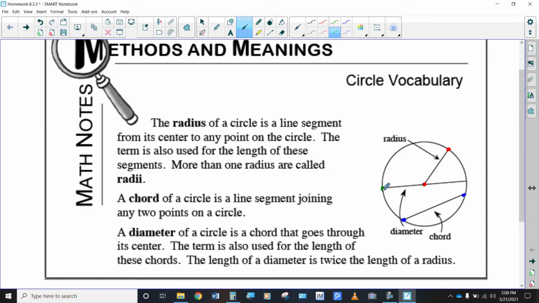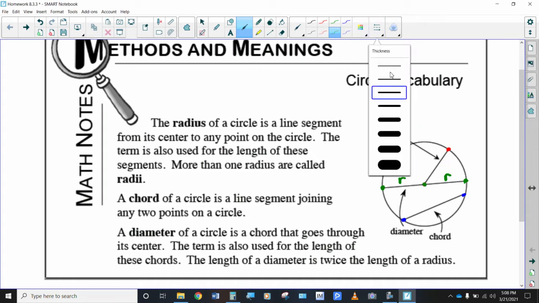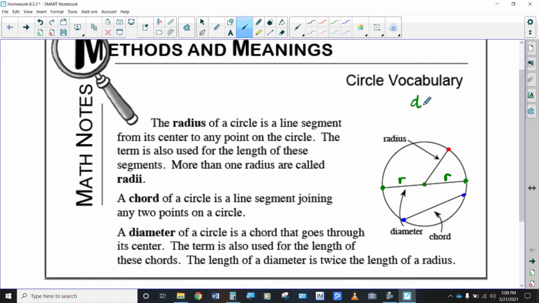The diameter is a very special chord in that it is the longest possible chord that you can get on a circle because the diameter passes through the center point. So at its widest point, this chord is the diameter. The diameter also happens to be what you get when you take two radii and put them end to end. Okay, so there is a special formula for us to pay attention to here: the diameter is equal to 2 radii, and a radius is equal to 1/2 of the diameter.